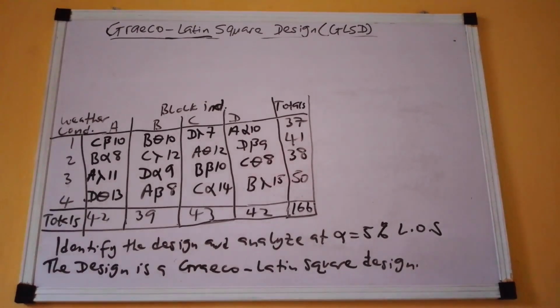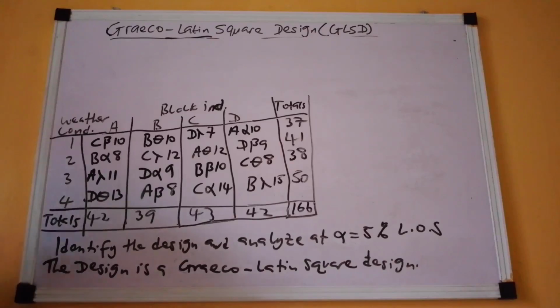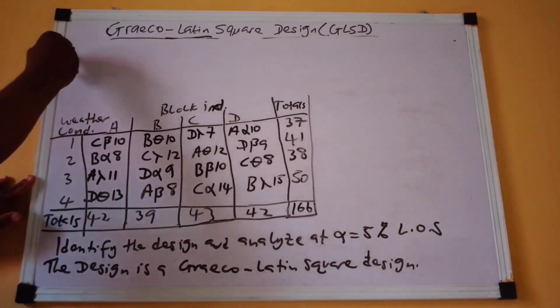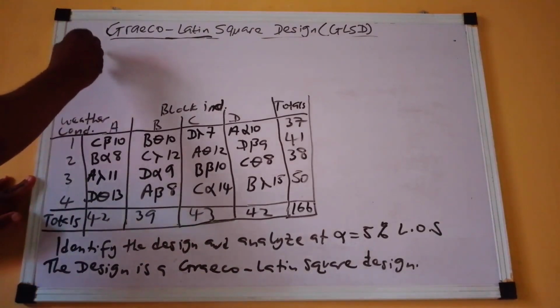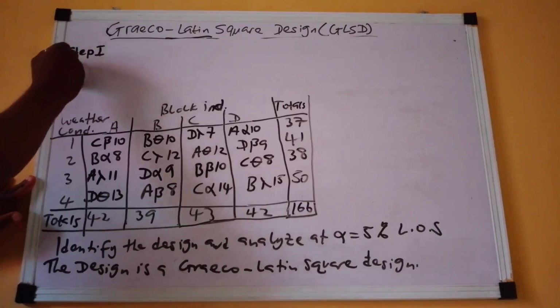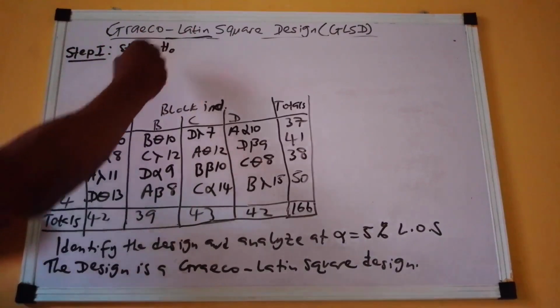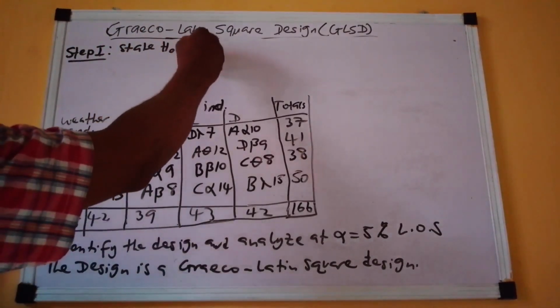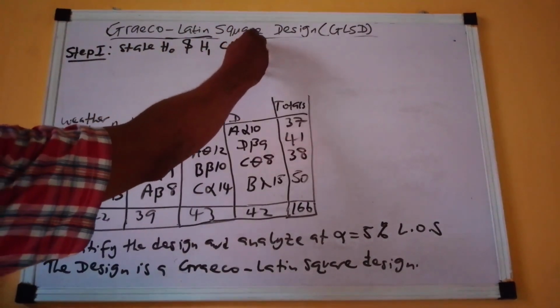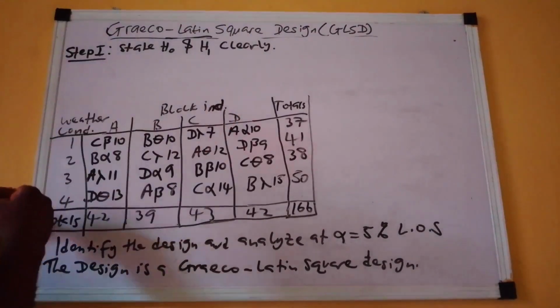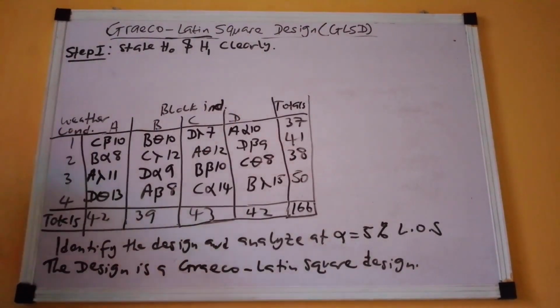So now the step 1 is to state our hypothesis. We are taking it step by step. Step 1: state H0 and H1 clearly. That is the first thing you are going to do. I stated this during the explanation.